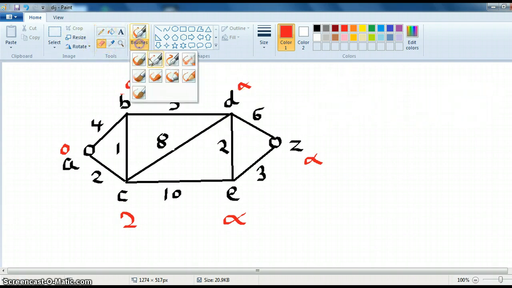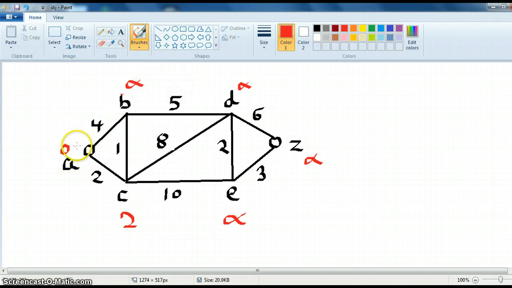Similarly, the cost between A and B is 4, and the cost of A is 0 and the cost of B is infinity. So 0 plus 4 is smaller than infinity. So we will update with 4.